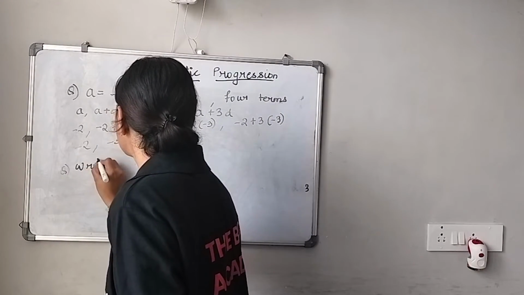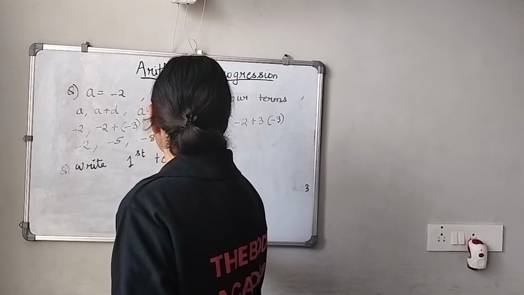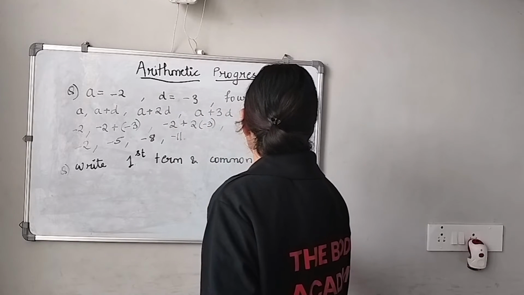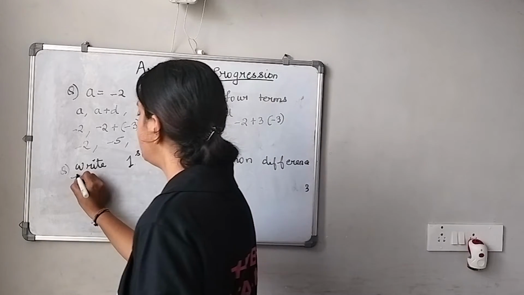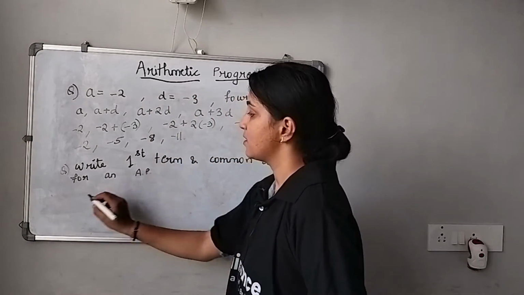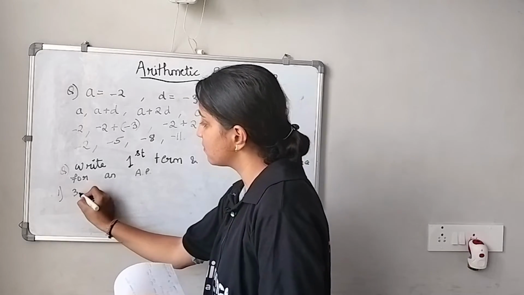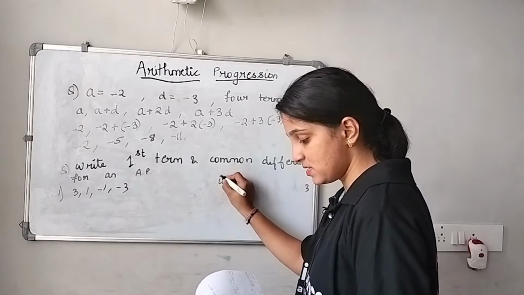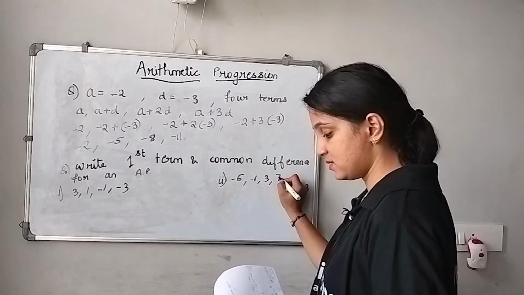Write the first term and common difference for an AP. The first question is 3, 1, minus 1, minus 3. The second one is minus 5, minus 1, 3 and 7.